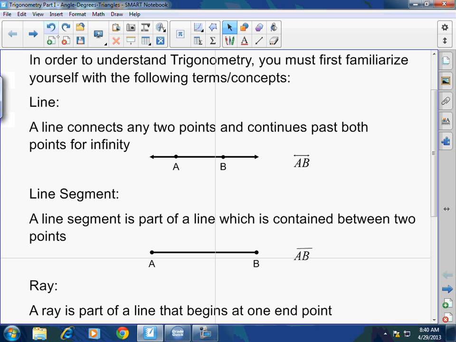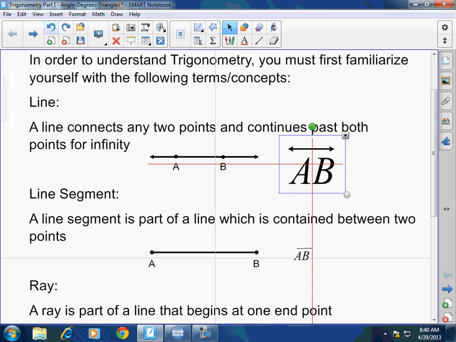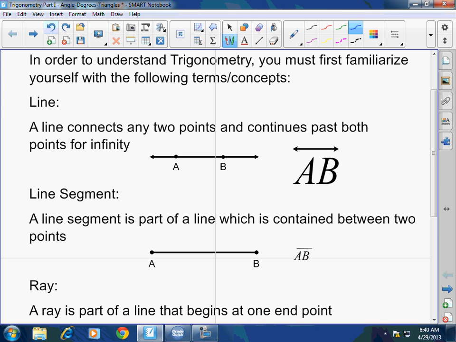Infinity being forever, guys. Now this little symbol right here, let me make it a little bit larger for you so you can see it. That's line AB. Okay, again, we're not in geometry, but I want you to understand how to label things correctly. Line AB, please notice that you have 2 arrows at the end. Believe it or not, that makes a huge difference. Okay? If you don't put those little arrows at the end, you're going to have what's called a segment, which is what we're going to talk about next.